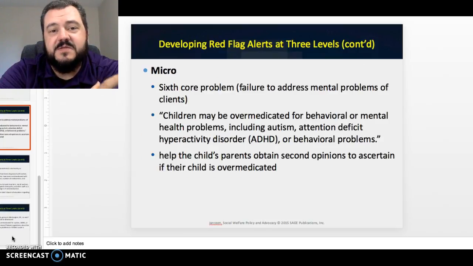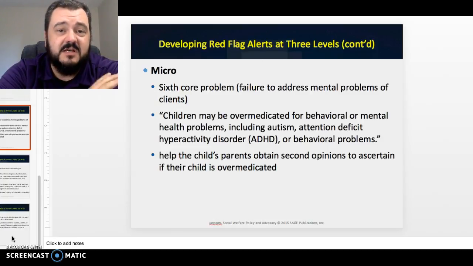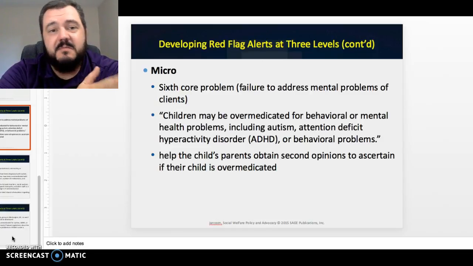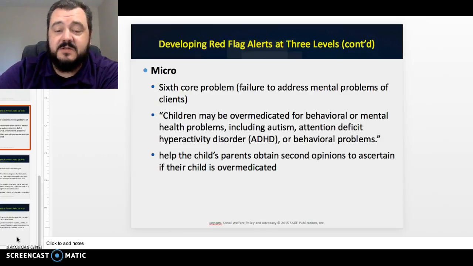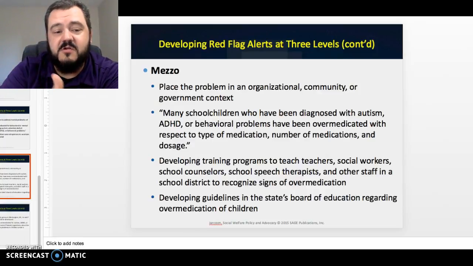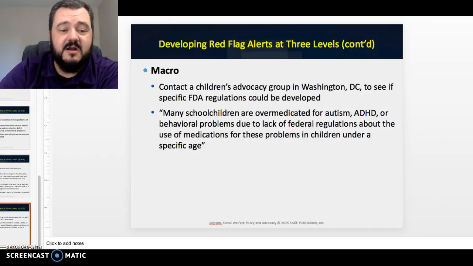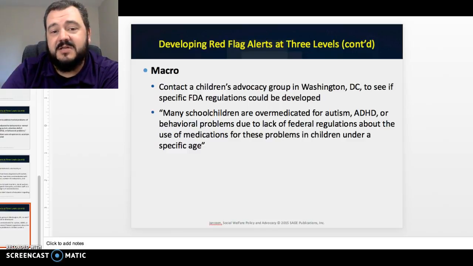So a good way to think about this would be to look at school systems where kids are being over-medicated for things like ADHD and ADD. At a micro level, you might be talking to family members about, hey, make sure that your kids are getting the right kinds of services, that they're advocated for, and that they're not just being doped up. At a meso level, on the other hand, you might be looking at talking to school members, to other authorities within the school, to make sure that they're aware of the problem and that they are providing appropriate care. And at the macro level, you might be looking at talking to Washington, D.C. or your senator to see if there are specific FDA regulations that could be developed.